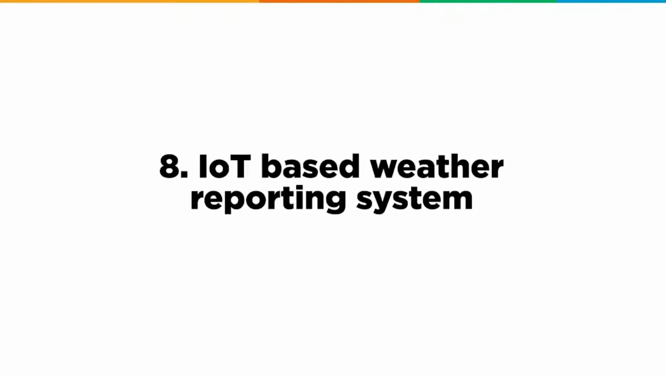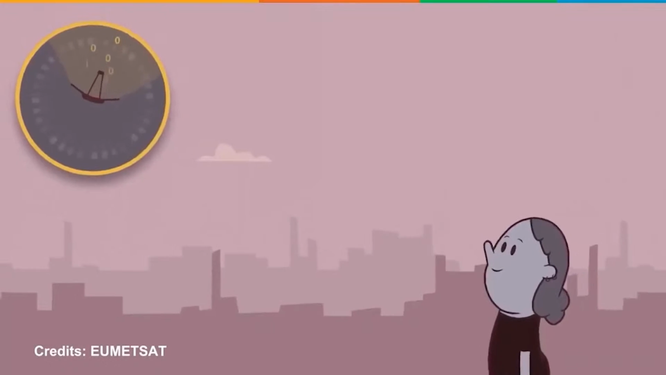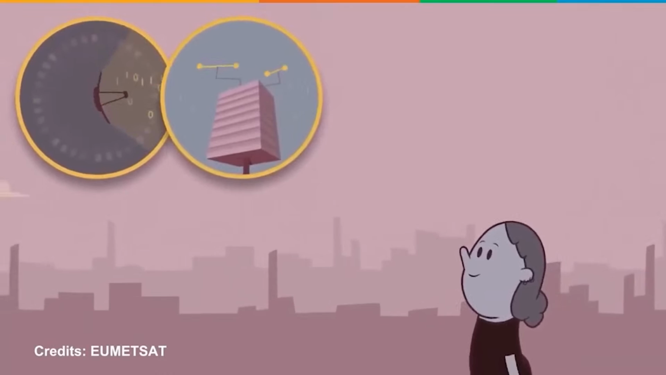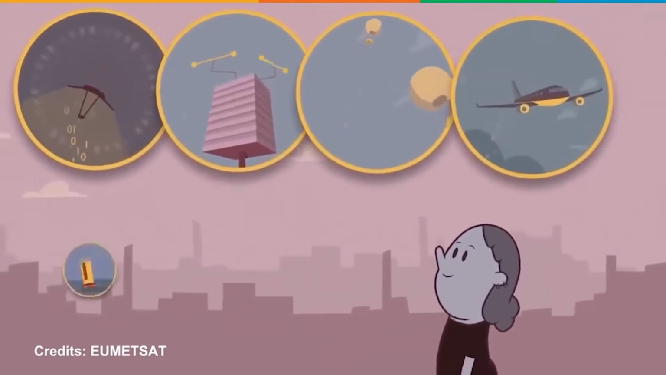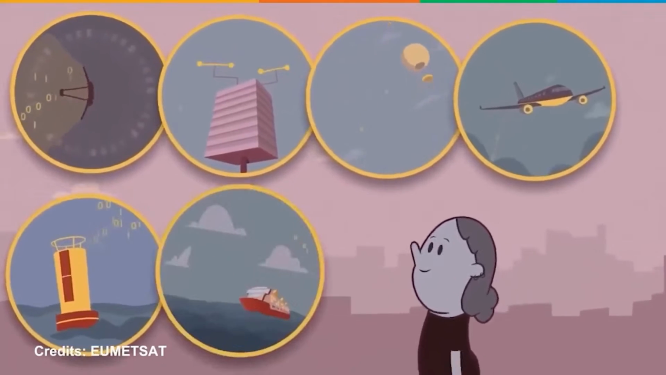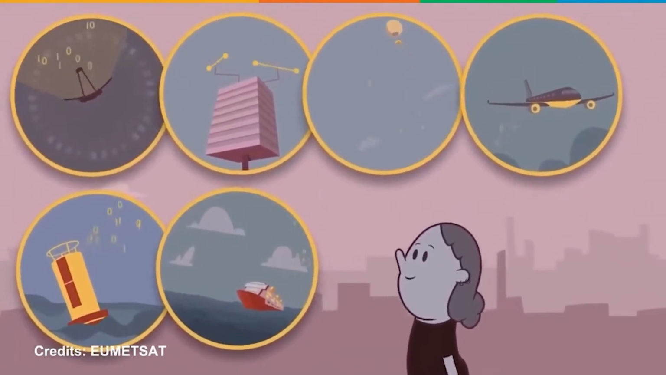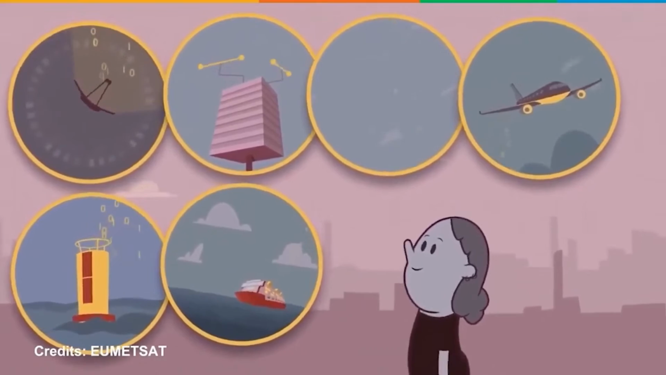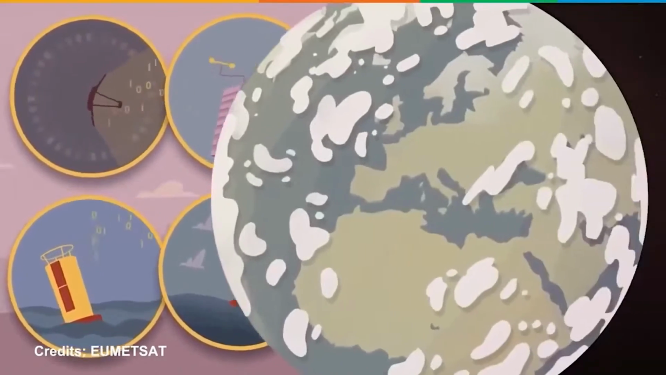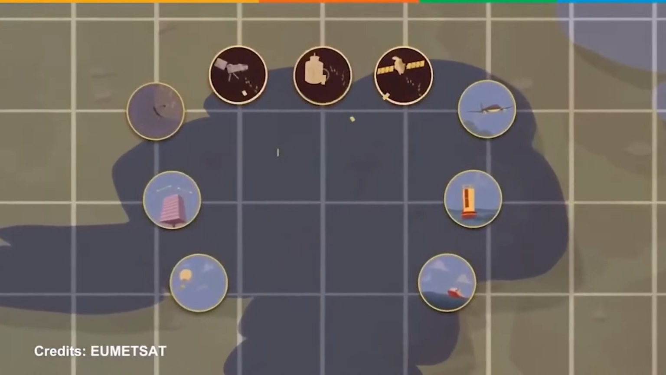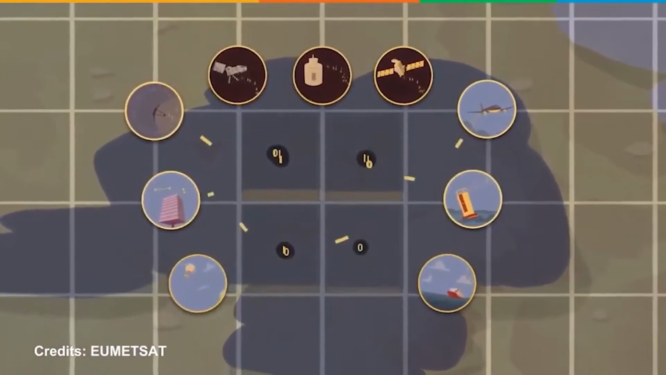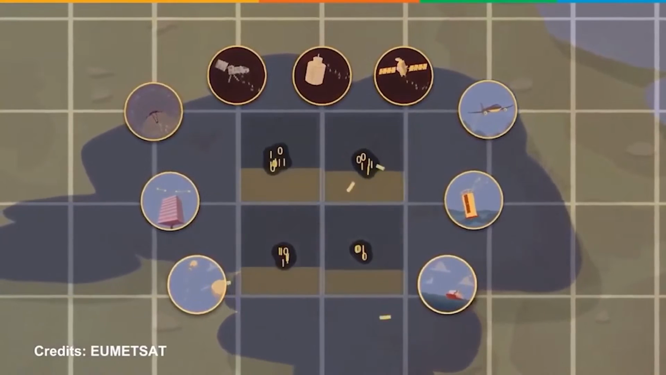Moving on, at number 8, we have IoT-based weather reporting system. Now, the system deals with monitoring weather and climate changes like humidity, temperature, moisture, wind speed, UV radiation, light intensity, and even carbon monoxide levels in the air using multiple sensors. Now these installed sensors send data to the web page that is plotted as graphical statistics.